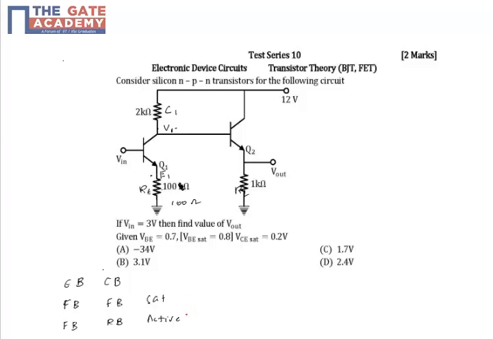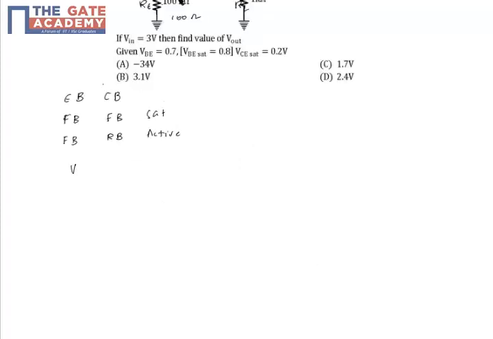First of all, we have to see whether the transistor Q1 is in saturation region or in active region. So given here is Vin equal to plus 3 volts, IC1 will come around (3 minus 0.7) by 100 ohms, which is equal to 23 milliamperes. If we calculate the collector voltage V1, it will be V1 equal to 12 minus 2 into 10 power 3 into 23 milliamperes, which is minus 34 volts.